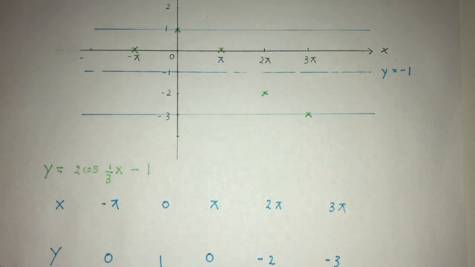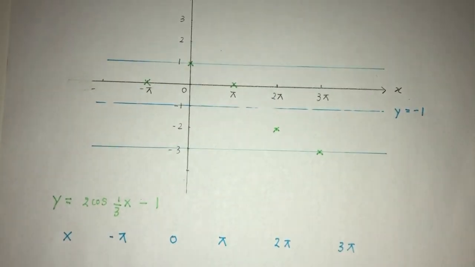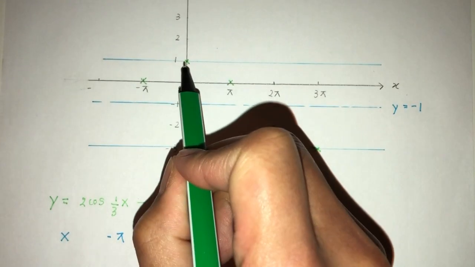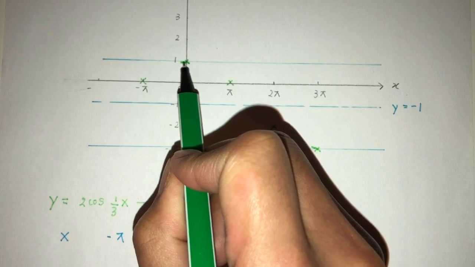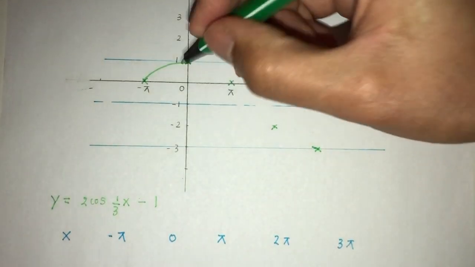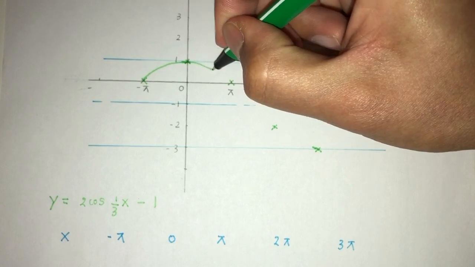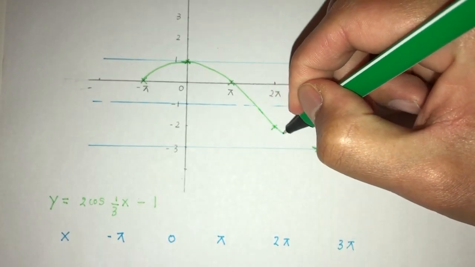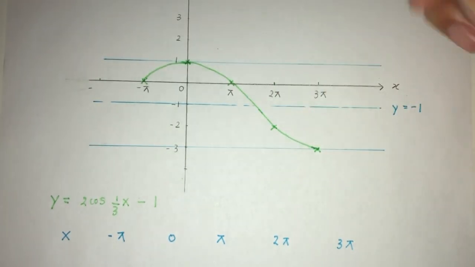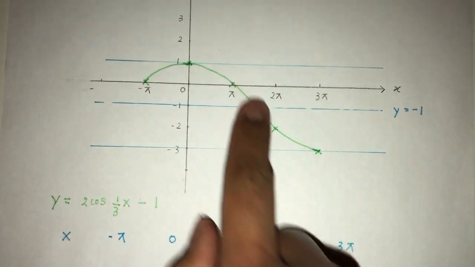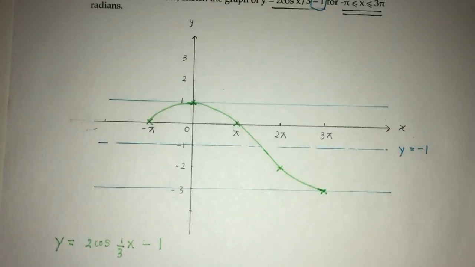Okay, so now we just have to connect the points to form your curve. It will be something like this. So the curve will look something like this for this domain. Okay, that will be your question number 3.